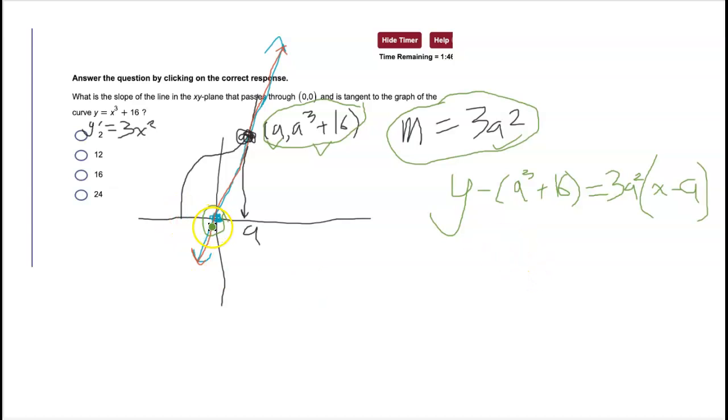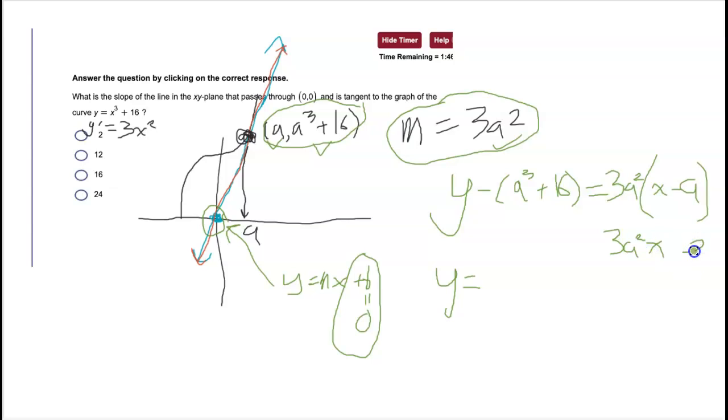Well, let's try it. Now we get clever and put it into slope-intercept form, y equals mx plus b. But guess what? We need b equals 0, because the intercept is at the origin. We have to get y equals mx. There can't be any intercept. The intercept has to be 0. Okay, fine. Solve for y. Let's do a little distribution here: 3a squared x minus 3a cubed.